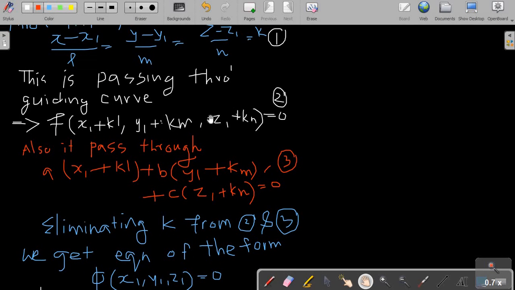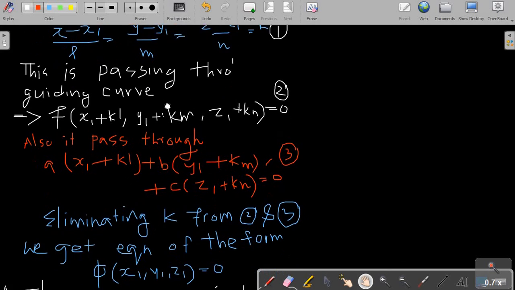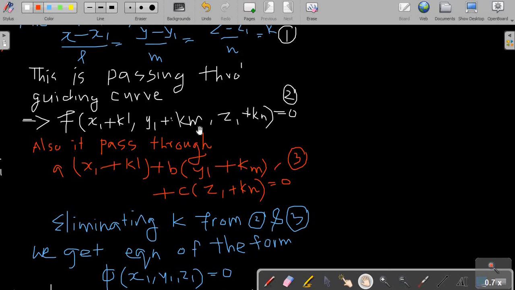Okay, so from this we will have that if you take k here, first ratio, you will get the first point. If you take this ratio, you will get the second point. If you take the last ratio, you will get the third point. So definitely these three points will satisfy this guiding curve also. The guiding curve in our case is f of x, y, z equals 0. That form will come there. That's why we have written it like this. Okay, now we are calling this equation number 2.